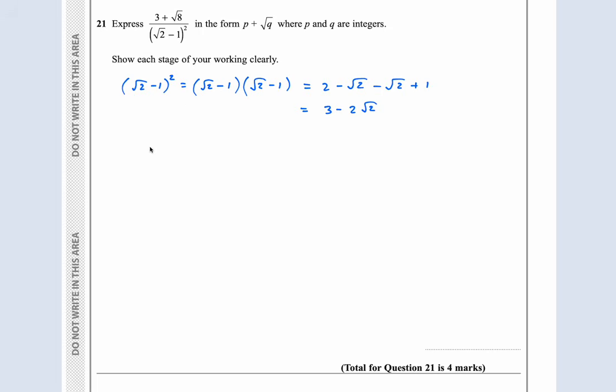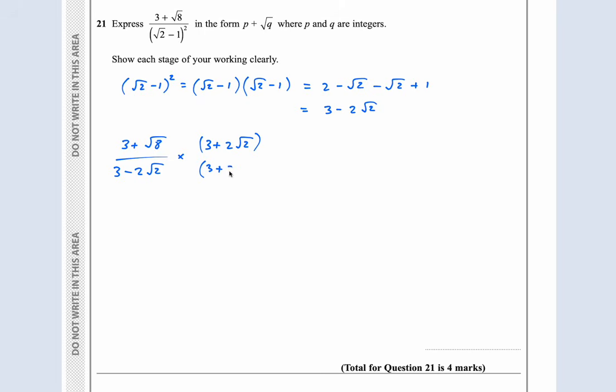Okay, now it's more straightforward, still difficult, but it's a question we're more familiar with, which is essentially rationalizing the denominator. So that's 2 root 2 like this. The trick is we multiply above and below by the conjugate of this. We're going to multiply by 3 plus 2 root 2.